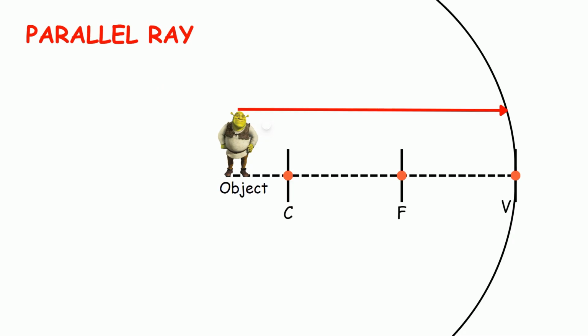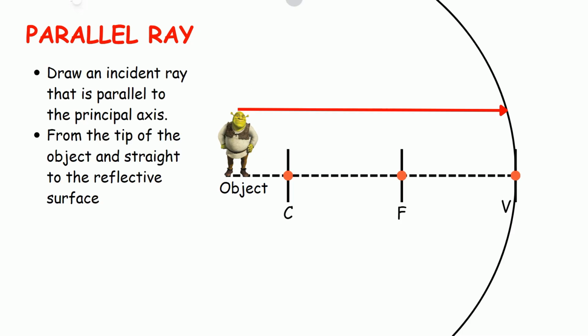So we have here the first ray trace. So we have the parallel ray in which you have to draw an incident ray that is parallel to the principal axis. As ang principal axis, ang kining dotted line. This whole dotted line is our principal axis. From the tip of the object and straight to the reflective surface. So tip ni Shrek and then padong straight.